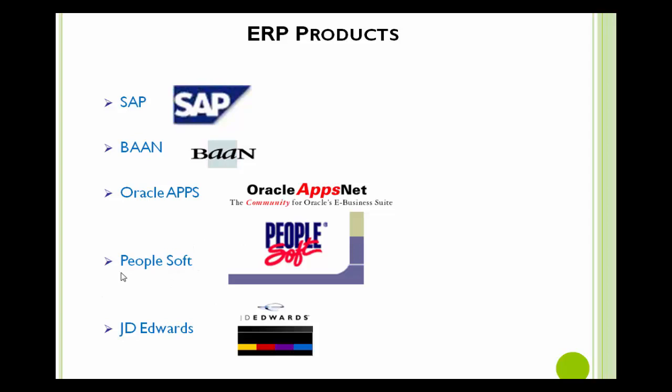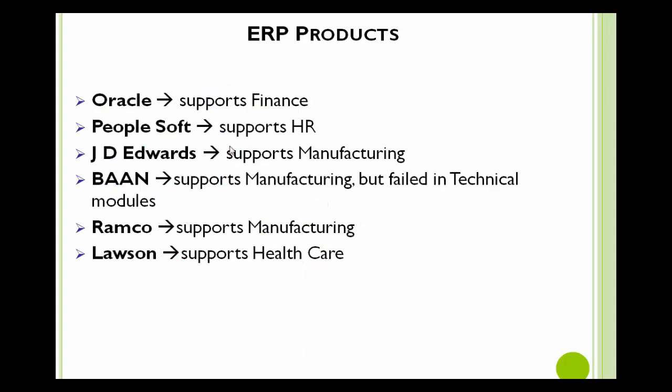ERP products, like SAP product, BAN, Oracle apps, PeopleSoft, JD Edwards. Earlier they had their own PeopleSoft and JD Edwards, BAN as independent ERP products. Now everything is taken over by Oracle apps. There are no more independent vendors. This is all included in Oracle apps because of the success factor of SAP, and they wanted to launch new products and new applications. Then they merged all together and they are launching new products.